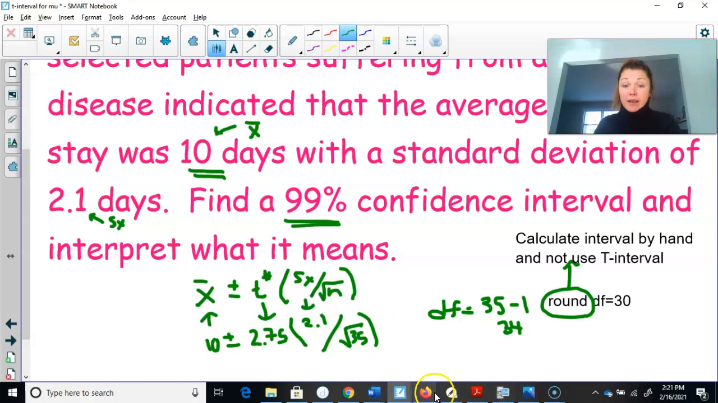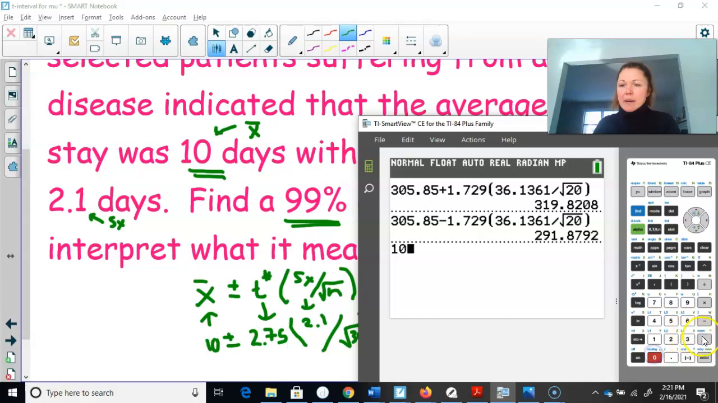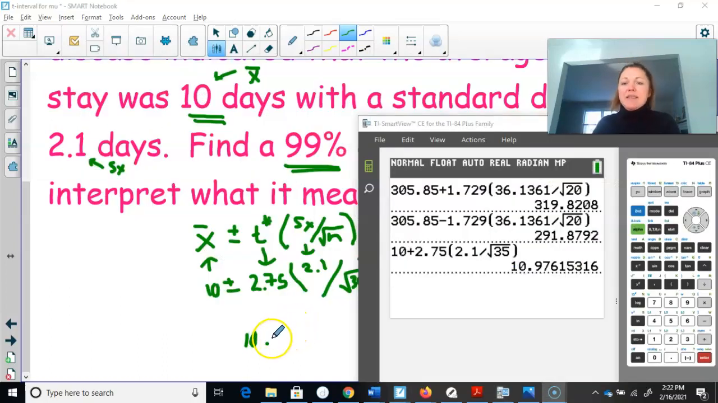Let's go to our calculator. I'm going to hit 10 plus 2.75. I don't know why, but I always like doing the upper bound first. 2.1 divided by the square root of 35. I'm going to hit enter, and I get, for my upper bound, 10.9762.